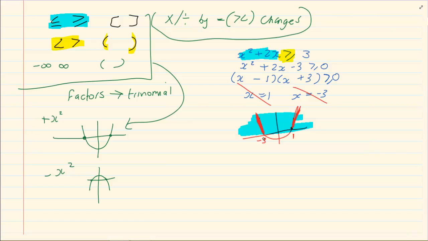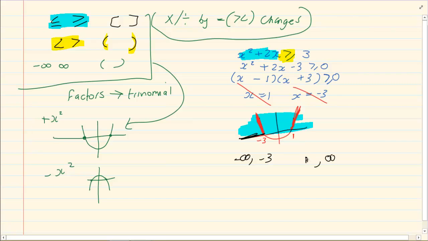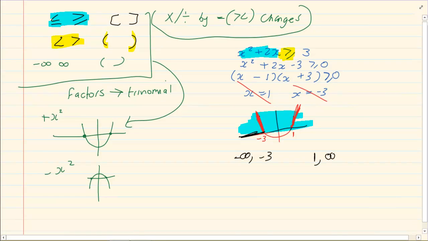Now how do we write it? Write it exactly as you're seeing it. You see negative infinity is first and then negative 3. And then we have 1 and infinity. The reason you have two answers is because the two lines are not touching each other. Now how do I decide if they're round or square brackets? Infinities are always round, but this has an underline, an equal to sign. So it is a square bracket.